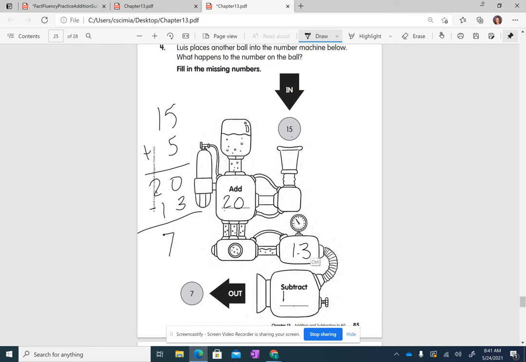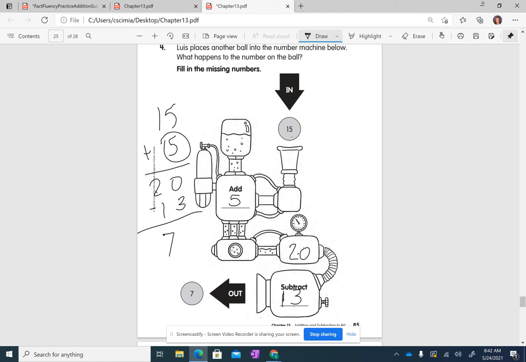Oh, wait a minute. Sorry. Made a mistake here. 15 plus 5 equals 20. 20 take away 13 is going to equal 7. Okay, a little confusing. You can use different numbers, but you have to start with 15 and end with 7.